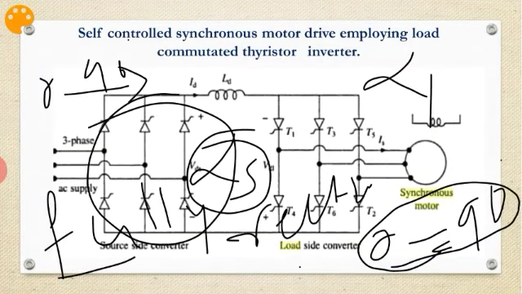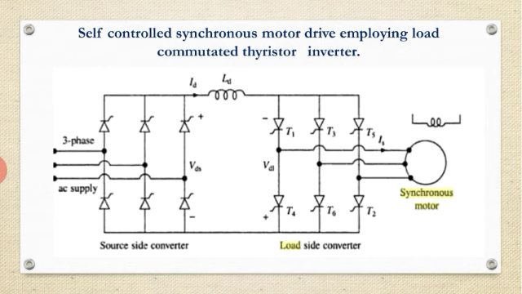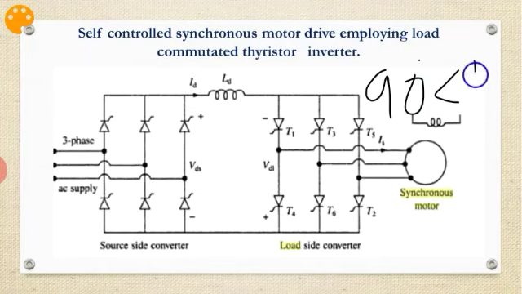Now the second one: the load side converter. Here the firing angle is between 90 degrees and less than or equal to 180 degrees. So this works as an inverter.